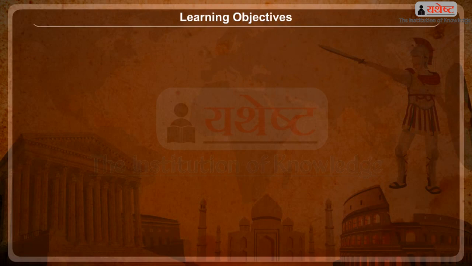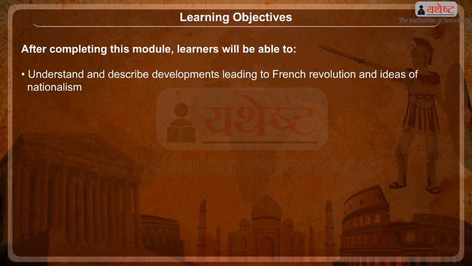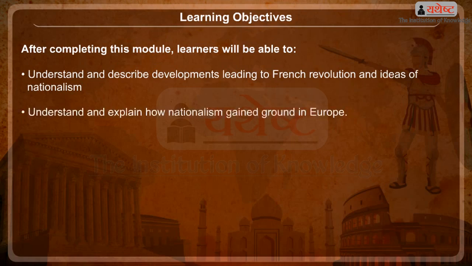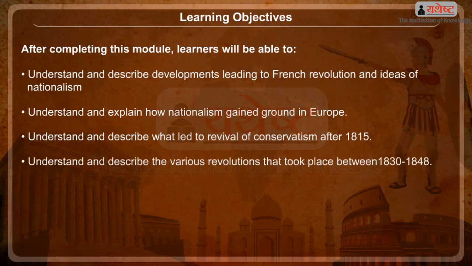Learning objectives. After completing this module, learners will be able to understand and describe developments leading to the French Revolution and ideas of nationalism. Understand and explain how nationalism gained ground in Europe. Understand and describe what led to the revival of conservatism after 1815. Understand and describe the various revolutions that took place between 1830 and 1848.